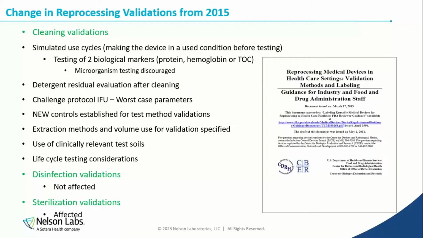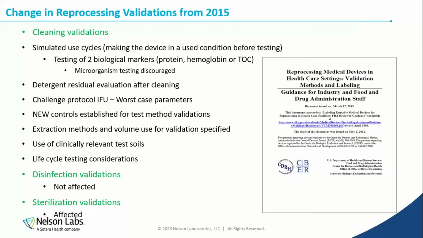Some of the changes in the 2015 document that do impact testing: simulated use cycles were introduced for the first time in the cleaning validation realm. That was a big deal. And what I mean by simulated use cycles is before, when we did validation, say from 2013, 14, we used devices that were provided by the manufacturer and used those devices right out of the box straight to the cleaning validation. When the simulated use cycles came into practice, now the regulatory is asking, you need to use a used condition device for the validation, right? Make it into a used condition.